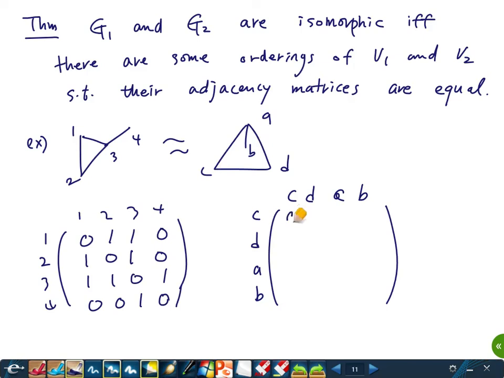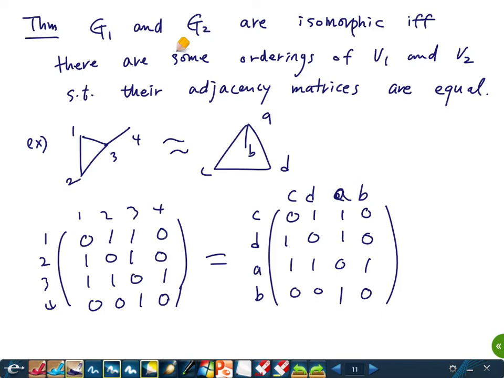C and C, the diagonal entries are all zeros, simple graph. C is connected to A and D, not to B. D is connected to A and C, right? A is connected to all of them except A. B is connected to only A. And you can see they are really the same matrix, exactly the same matrix, because the graphs are isomorphic.